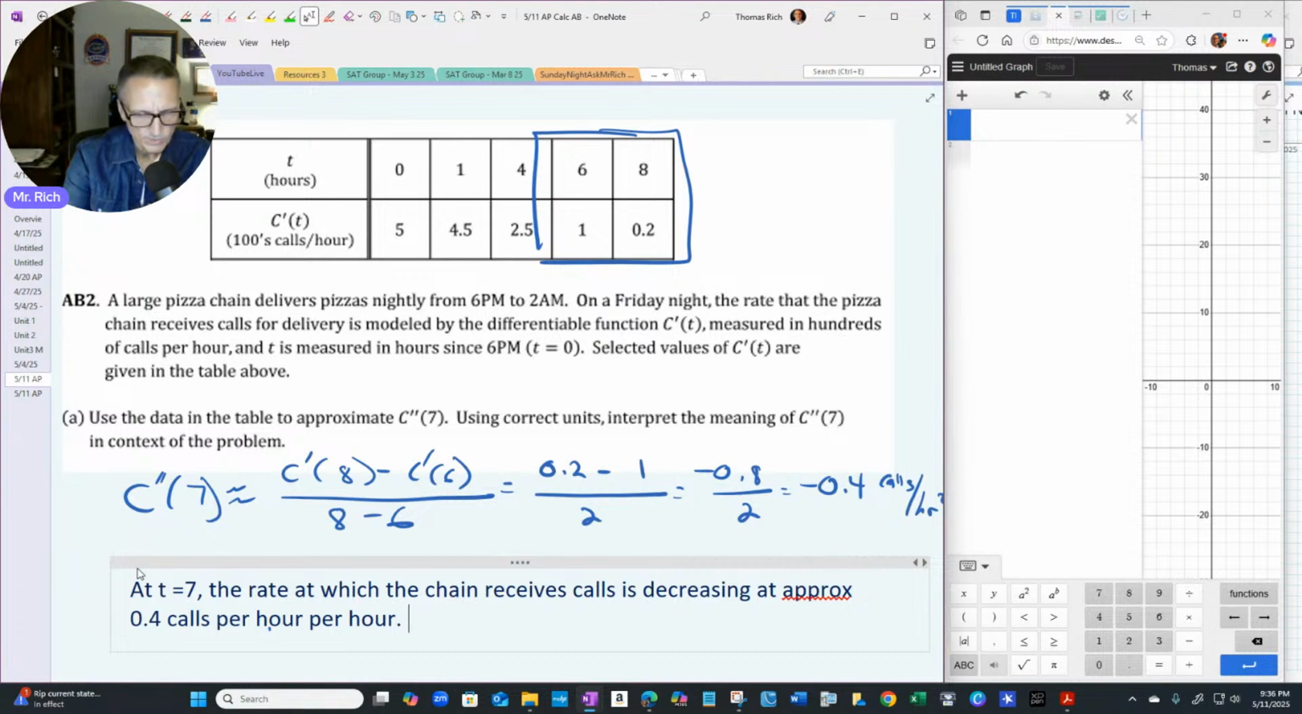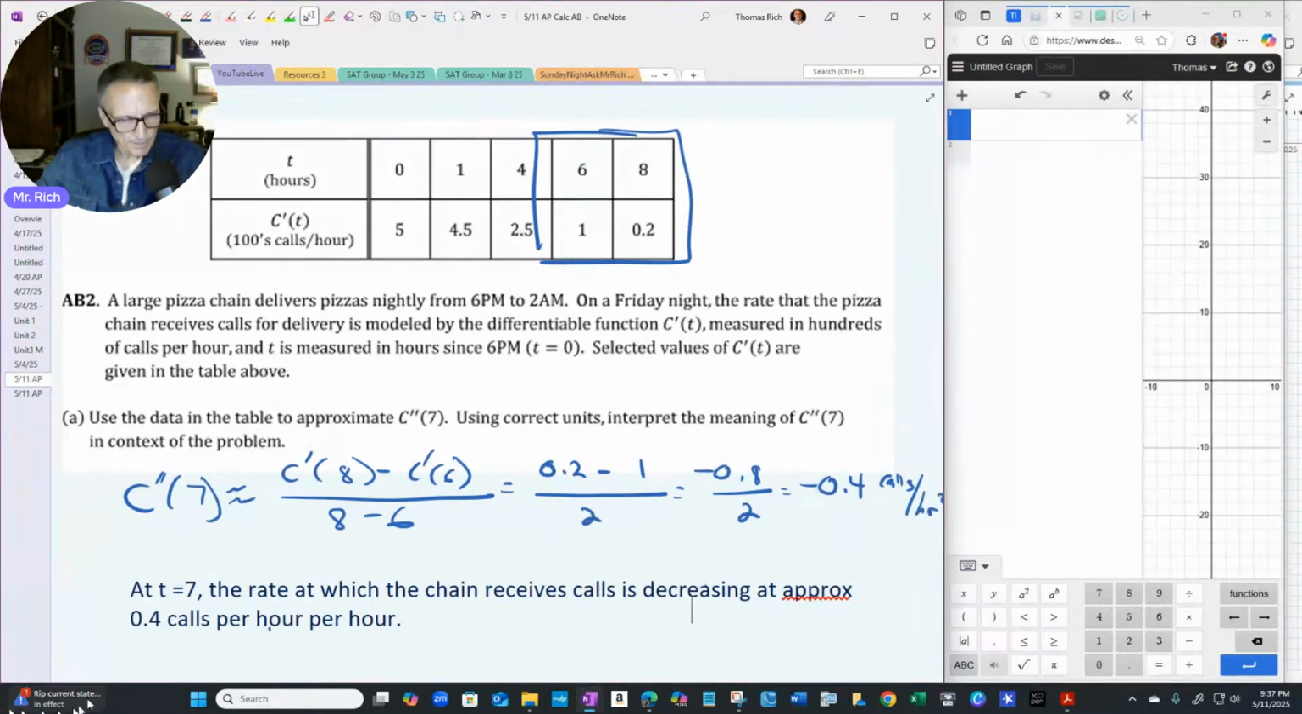So the rate is what is decreasing, right? So we're saying that the rate at which they are receiving the calls is decreasing at approximately 0.4 calls per hour per hour. So it's a negative, and that's why I'm using the word decreasing. And then when I put my number, I'm not putting a negative in front of it. Okay, let's move on.